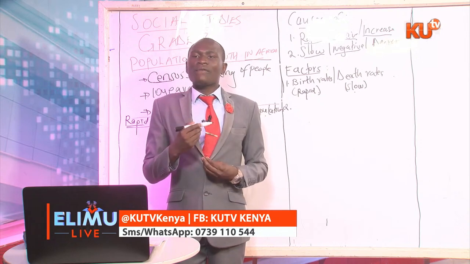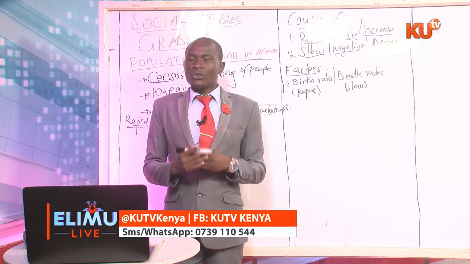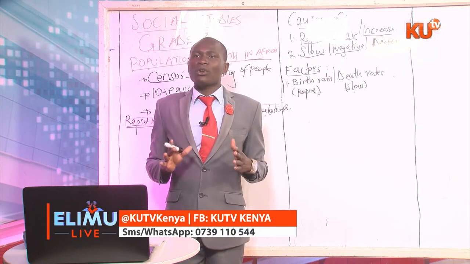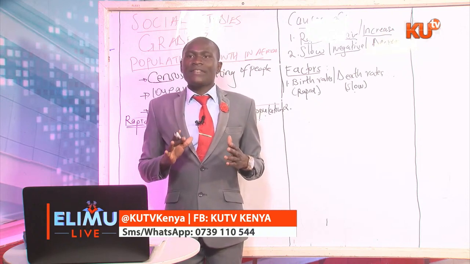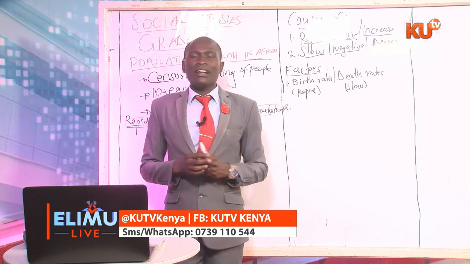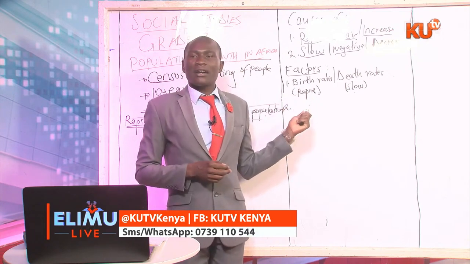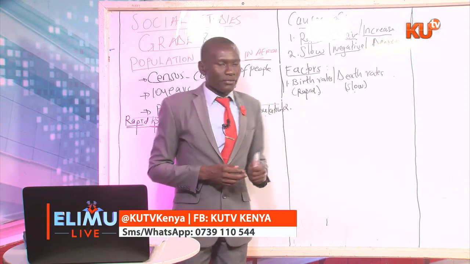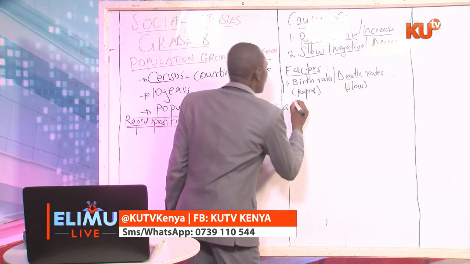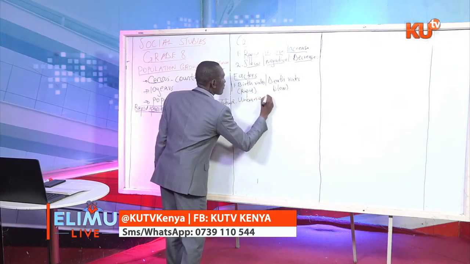There are those traditional beliefs that value large families, that if you have a large family, then you are important. So you see, that will make many people have a lot of children, making the rate of birth go high, leading to rapid population growth. And then death rate I have explained. And then number 2, urbanization.